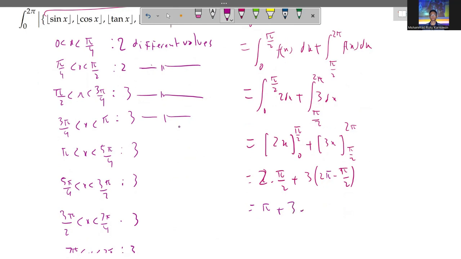Times this is 3 pi over 2. So pi times 9 pi over 2, and this is equal to 11 pi over 2. Okay, do you get it?